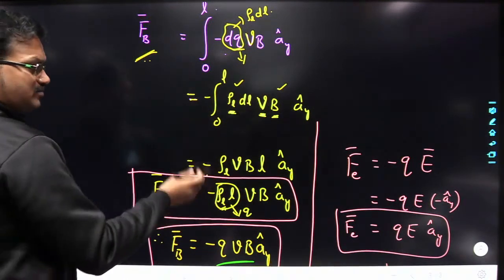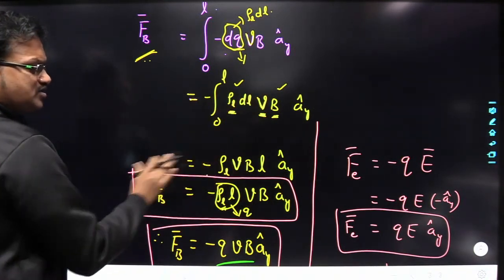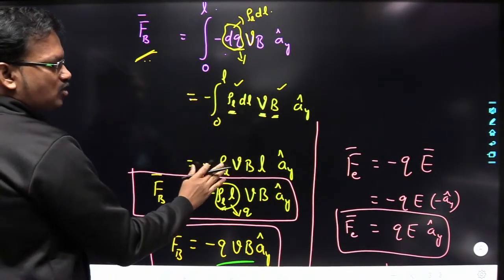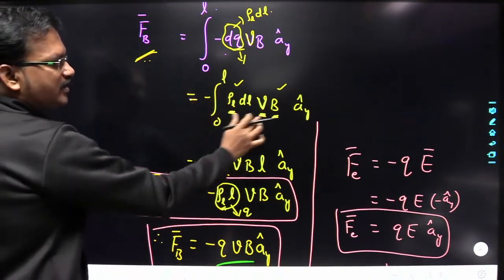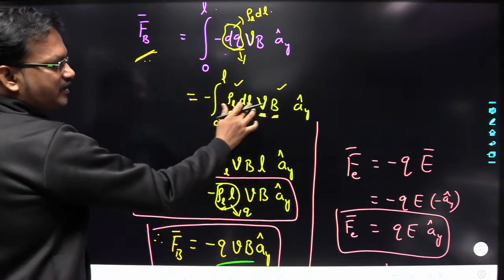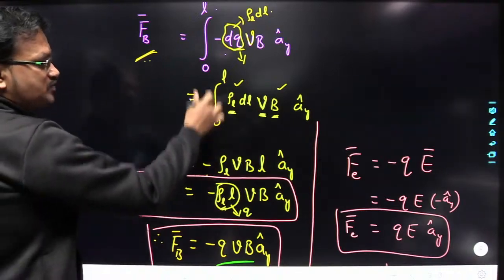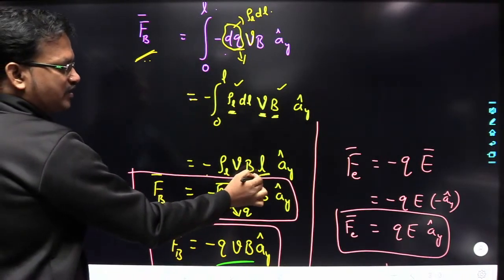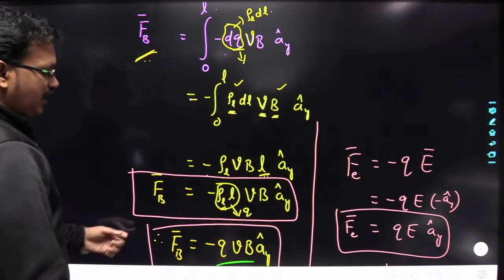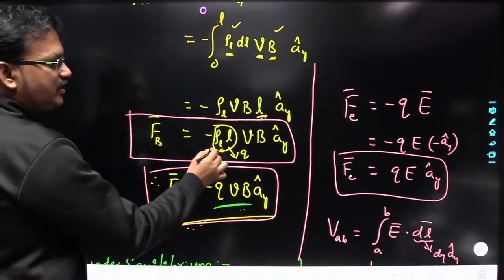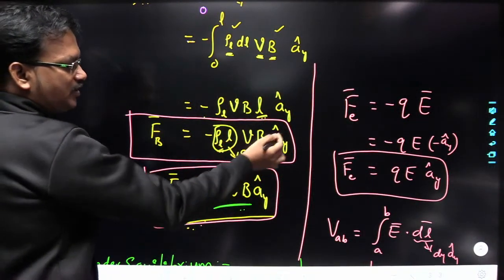So what will happen here? You can take all these constants outside. So you are going to get minus rho L into VB times the integral of dl, which is nothing but L. If you substitute the range, finally you are going to get L. So FB is equal to minus rho L into L into VB into Ay cap.